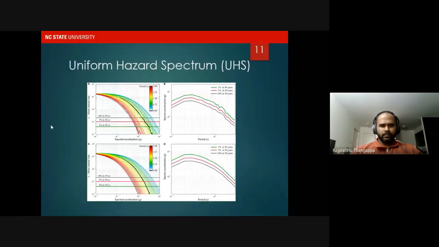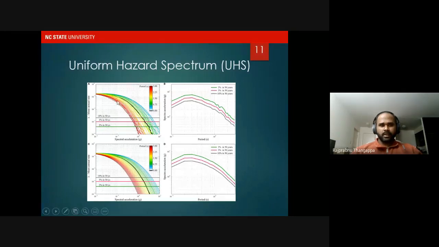So moving on, the next step from the probabilistic seismic hazard analysis would be the uniform hazard spectrum. When I say uniform hazard spectrum, it means that the annual rate of exceedance is uniform across the site. Most of the design codes are constructed for 2% probability of exceedance in 50 years.